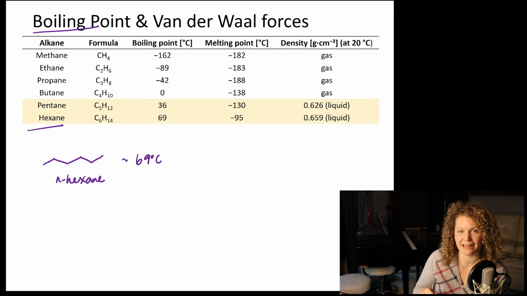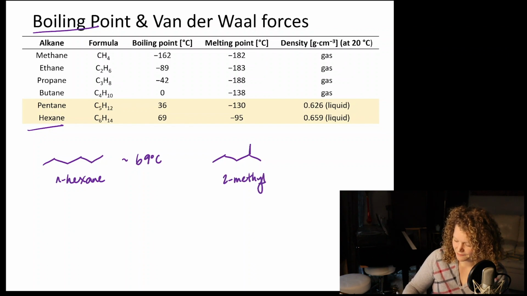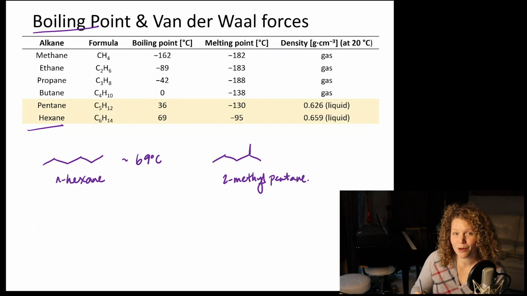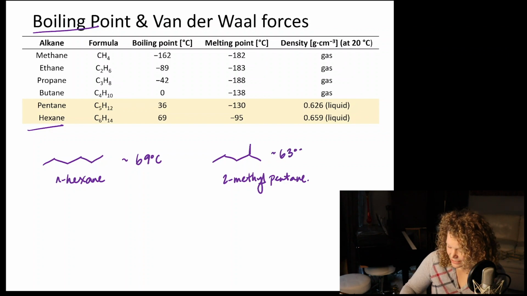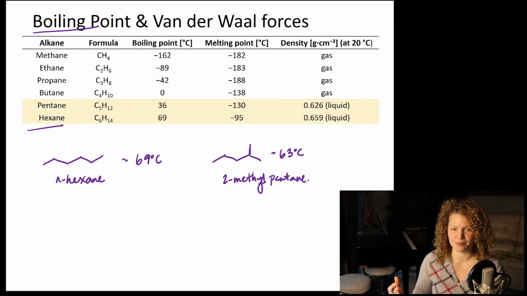Now, if we were to take a constitutional isomer of hexane, and let's make this a pentane base chain, and let's put the other carbon here on the 2 position. So this would be 2-methylpentane, right? The boiling point of this is actually lower. The boiling point is around 63 degrees centigrade. Now, the difference in boiling point doesn't make sense if it's just based on the number of carbons.